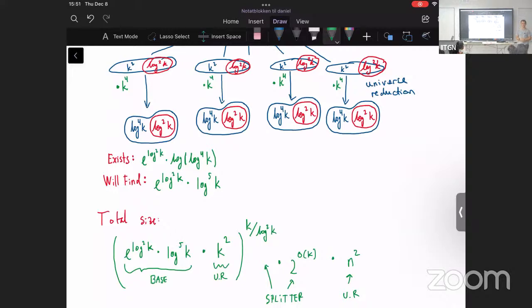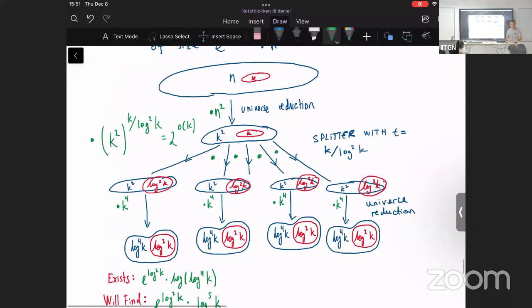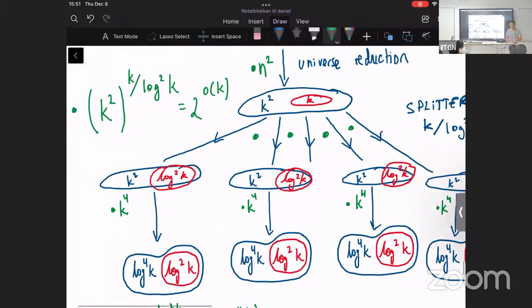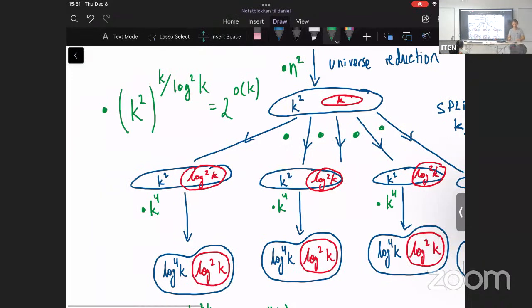Yes, exactly. But splitters only work when the universe size is already small, because of this n to the k over log factor. You don't want an n to the k over log square k factor; you want a k to the k over log square k. So that's why you apply universe reduction before you can apply splitters. What you really want to do is to just apply splitters, but you can't. So you need to do universe reduction first.